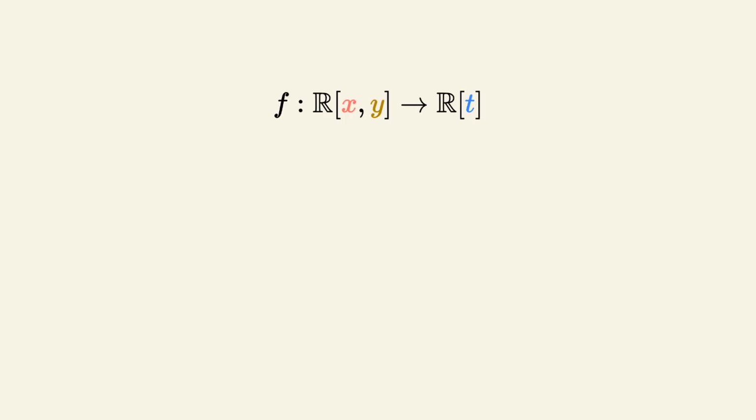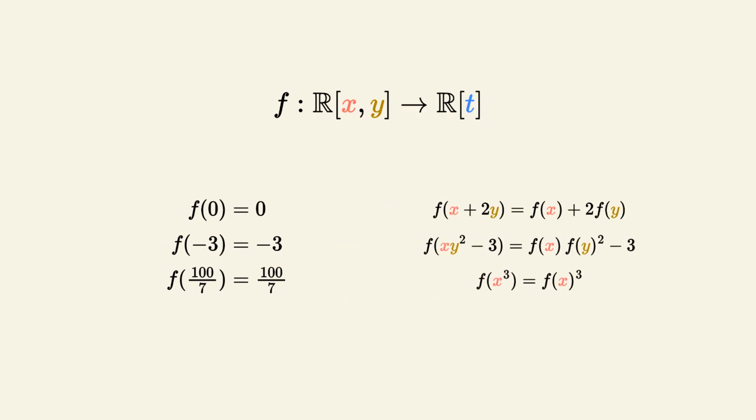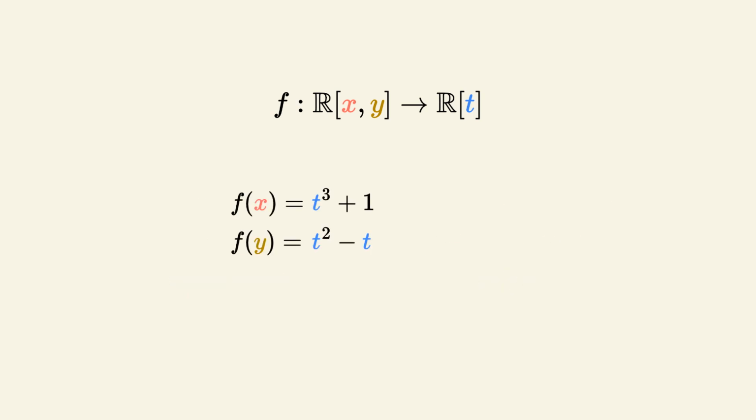Well, I haven't said what nice means, so let's make some decisions about that. We'll say a nice function f needs to map constants to themselves, and also needs to be a ring homomorphism. That is, it preserves all the ring operations: addition, subtraction, multiplication. Given those constraints, our function is completely determined by what it does to x and y. f of x is some polynomial in t, and so is f of y.